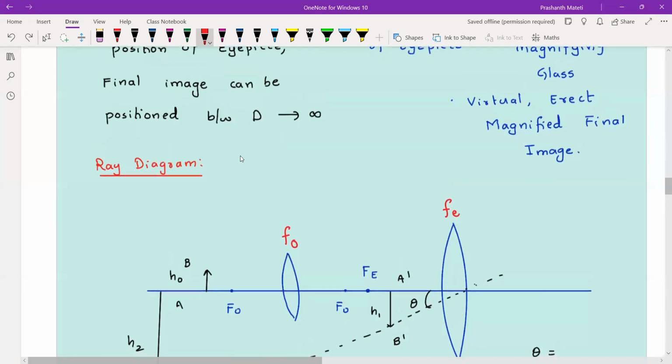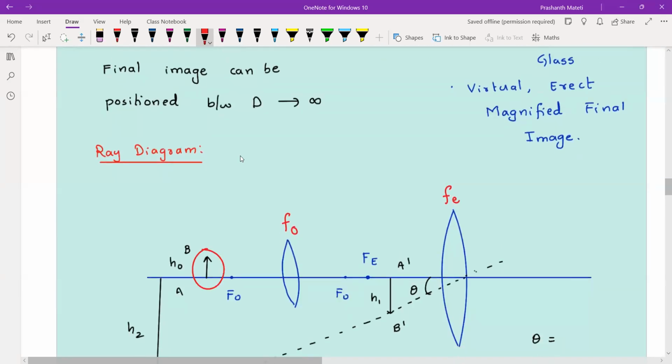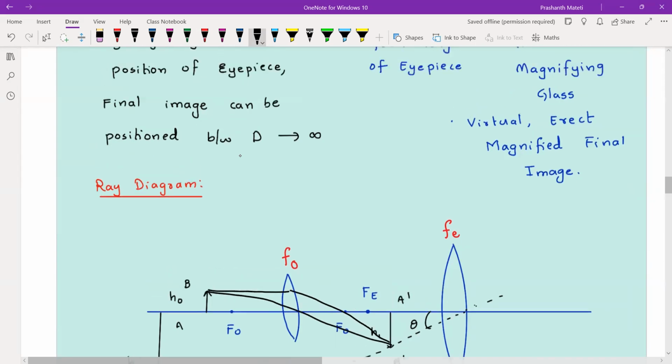First, the object is placed beyond the focal length. Beyond the focal length, it forms a real, inverted and magnified image. So how do we draw the diagram here? First, the ray you take parallel passes through the focus, and it goes somewhere like this. You can show the exact diagram like this. Then another ray passes through this, and they meet somewhere over here. This is where the first image is formed.